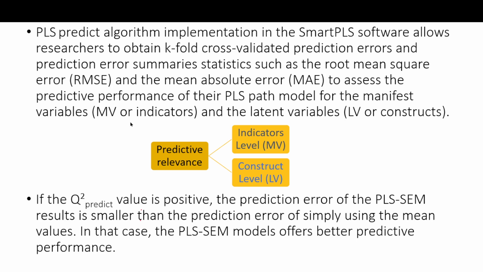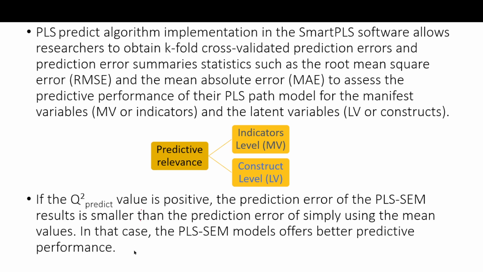Now, the PLS predict algorithm implementation in the SmartPLS software allows researchers to obtain k-fold cross-validated prediction errors, and prediction error summarizes statistics such as RMSE, root mean square error, and MAE, mean absolute error, to assess the predictive performance of their PLS path model for the manifest variable, it means MV or indicator, and the latent variable, that is LV or construct. It means the predictive relevance of the model can be studied at two levels. The first one is manifest variable at the indicator level and the second one is LV, it means construct level.